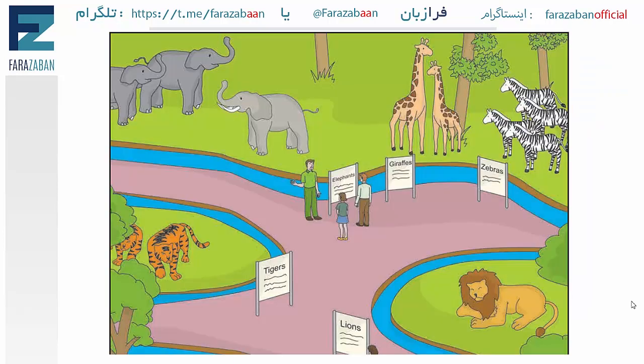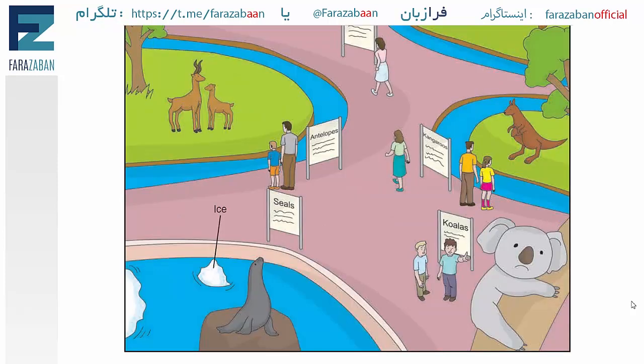Let's see what we have in the zoo. Elephants. فیل ها. Giraffes. زرافه ها. Zebras. گورخرها. Tigers. ببرها. Lions. شیرها. We have antelopes.